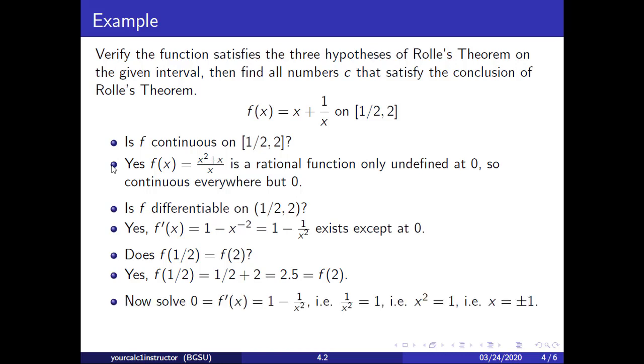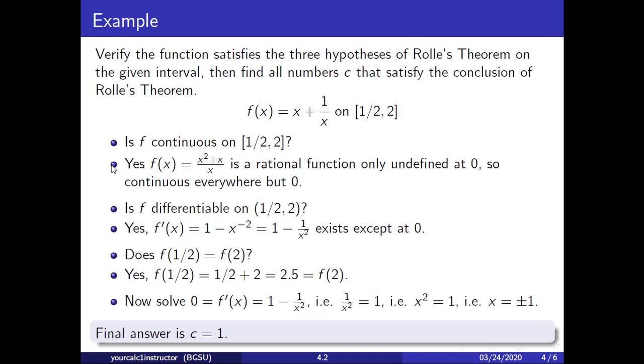So we solve 0 equals 1 minus 1 over x squared, or adding 1 over x squared to both sides, we get 1 over x squared equals 1. Or multiplying both sides by x squared, we get x squared equals 1. Or taking the square root of both sides, we obtain x equals plus or minus 1. Now, this isn't necessarily our final answer. We have to look back at the interval we started with, from 1/2 to 2. Only positive 1 is in this interval, negative 1 is not. Therefore, our final answer is just c equals positive 1.